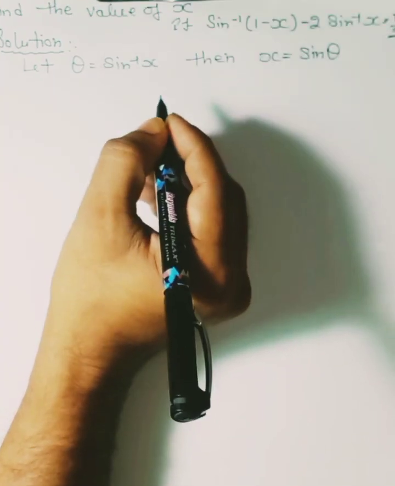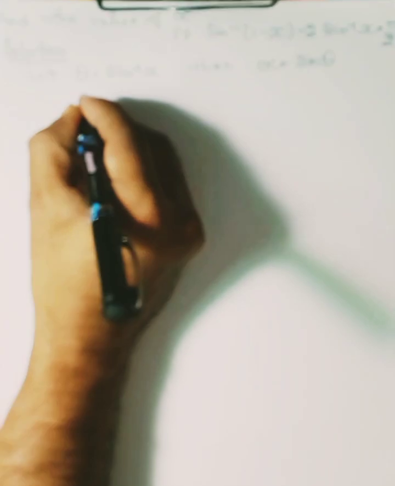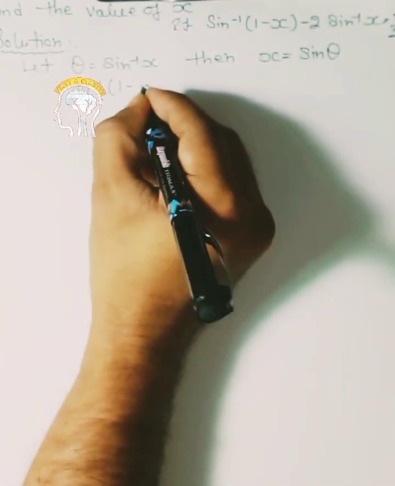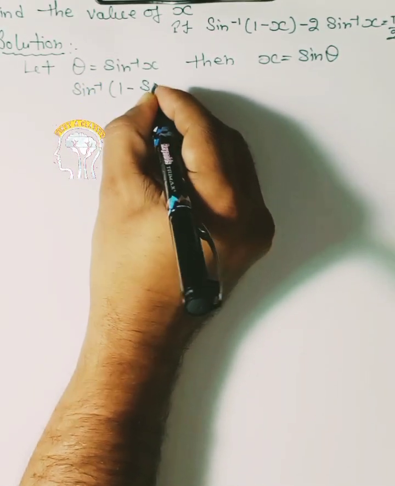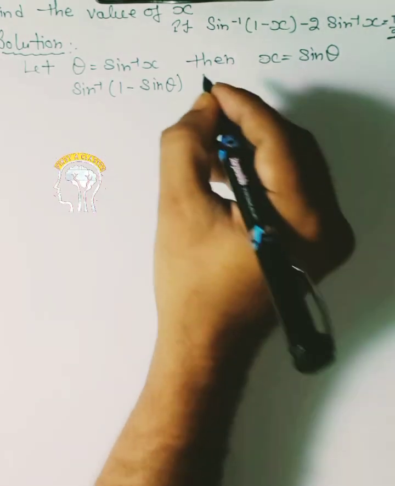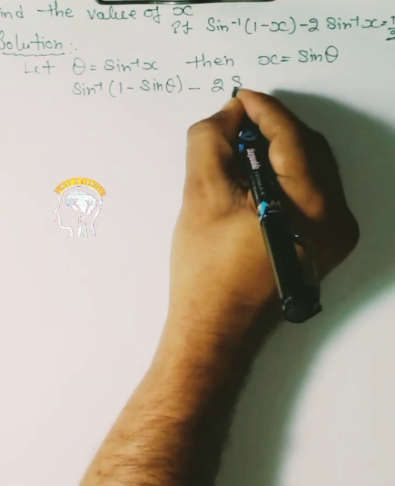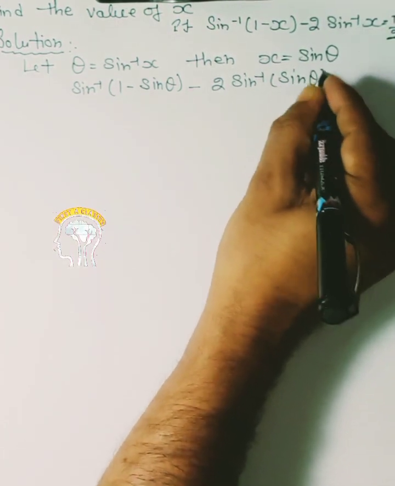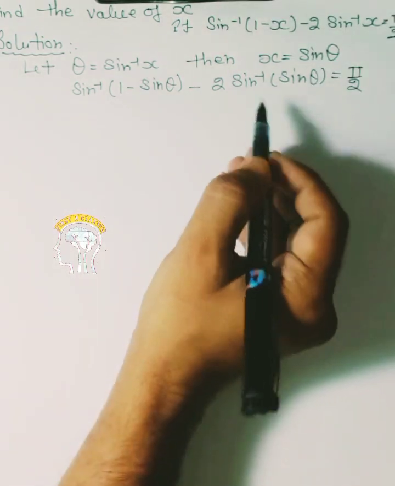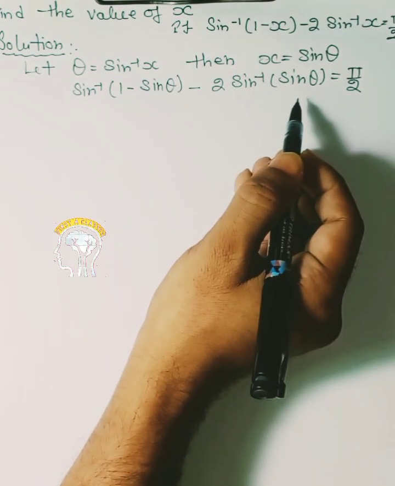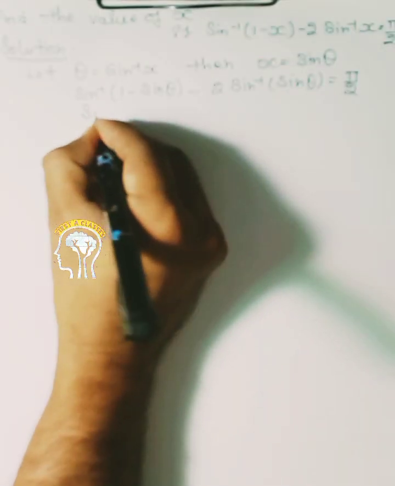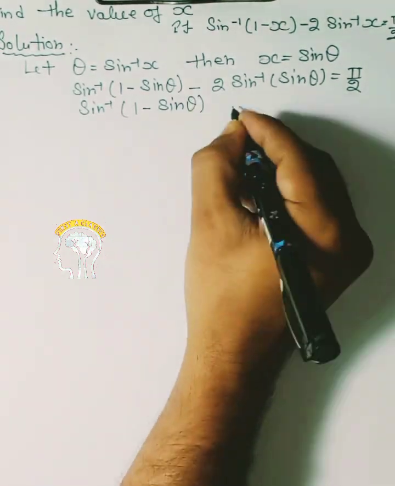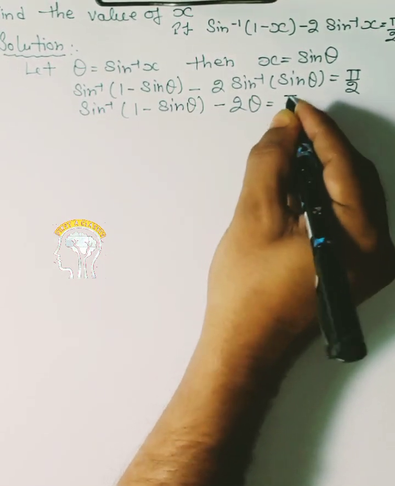Now we put the value of x in the question, that is sine inverse (1 minus x). We replace x with sine theta, so this is sine inverse (1 minus sine theta) minus 2 sine inverse sine theta equals pi upon 2. Sine inverse and sine theta become theta. Now we write it as sine inverse (1 minus sine theta) minus 2 theta equals pi upon 2.